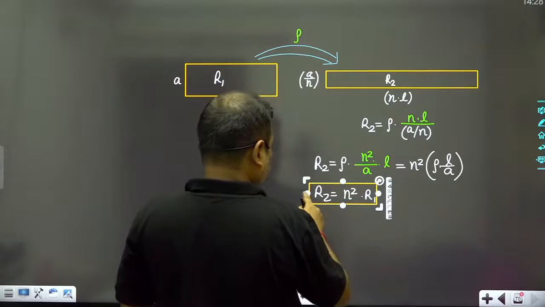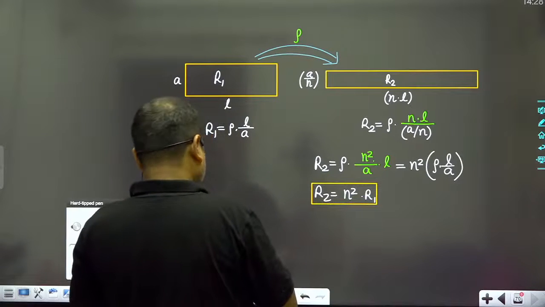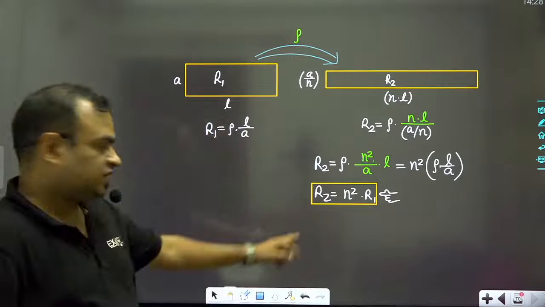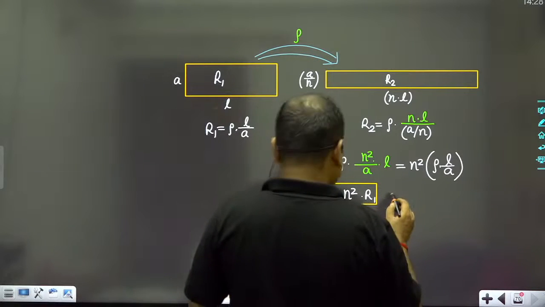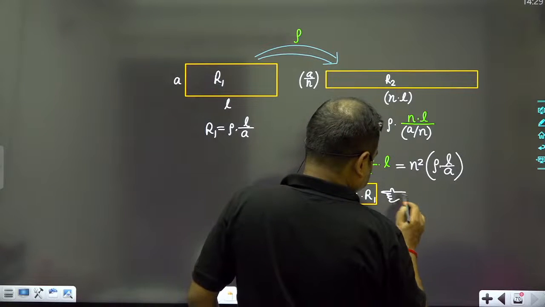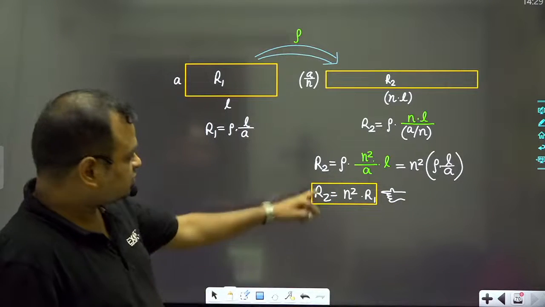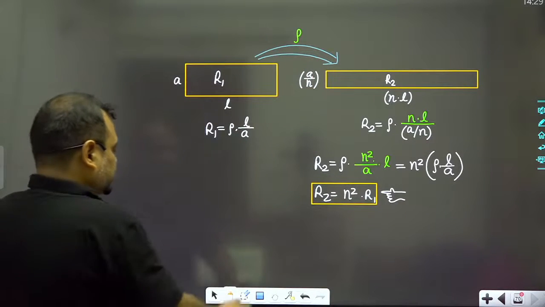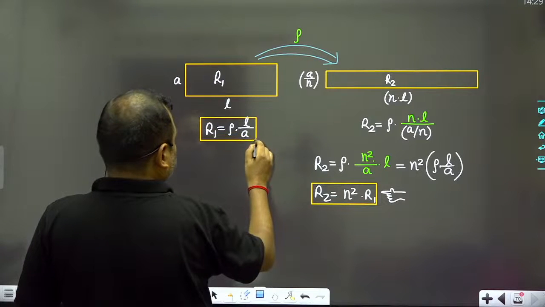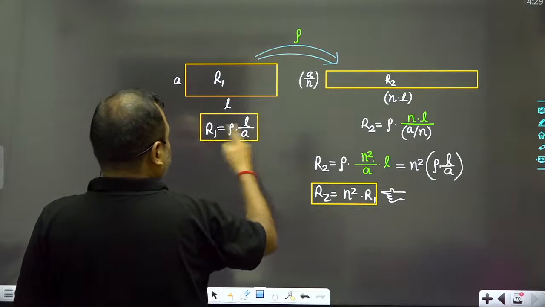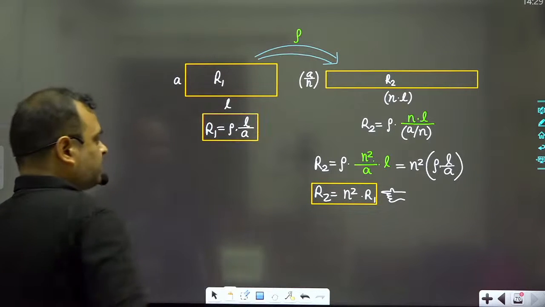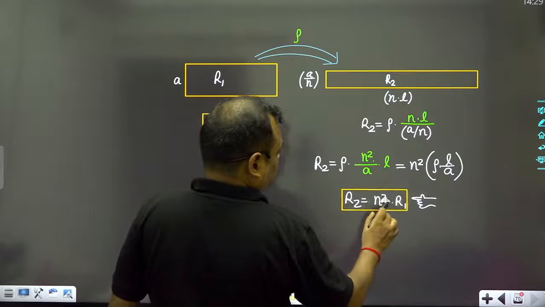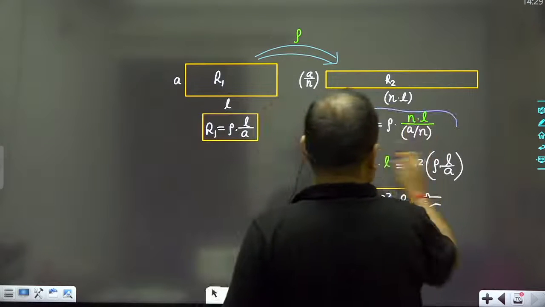So this will be equal to R1. Now here we can see that the resistance of this metallic wire has become N square times the previous value. Okay, so this is actually the basic thing, and this is the final result.